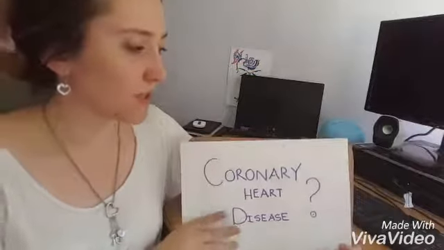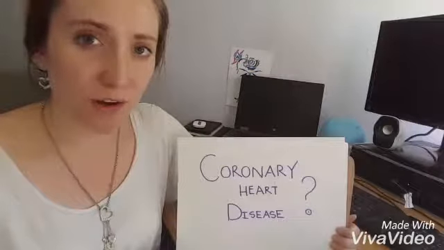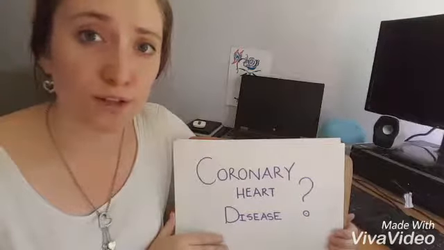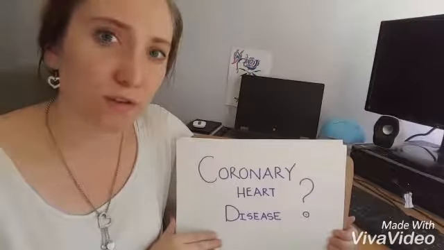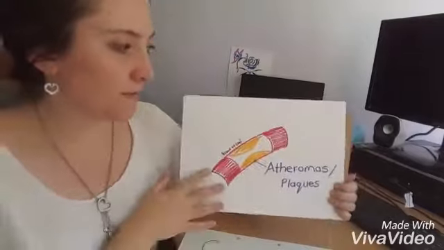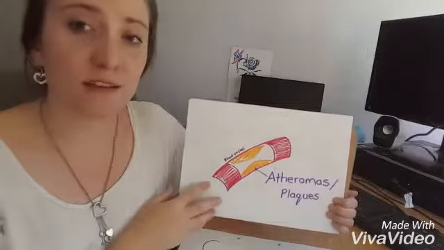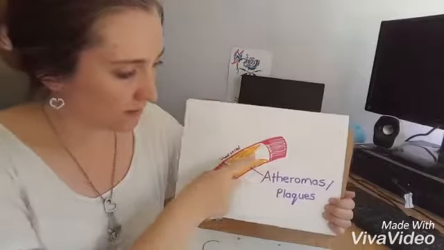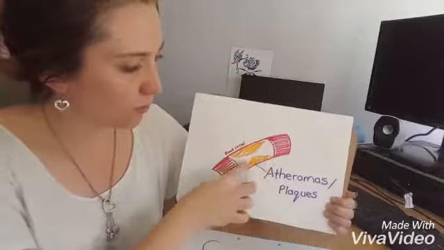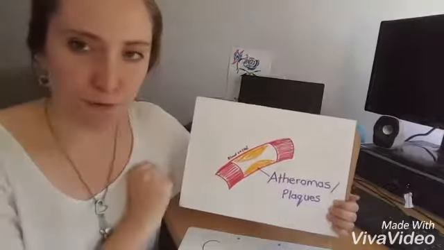So today's question is, what is coronary heart disease? Basically, coronary heart disease is the narrowing of the blood vessels that supply blood and oxygen to the heart as a result of atherosclerosis. So in a picture you can see, if this was my blood vessel, coronary heart disease is the narrowing of this blood vessel as a result of atherosclerosis, which is this abnormal growth that I drew here in yellow called plaques or atheromas.